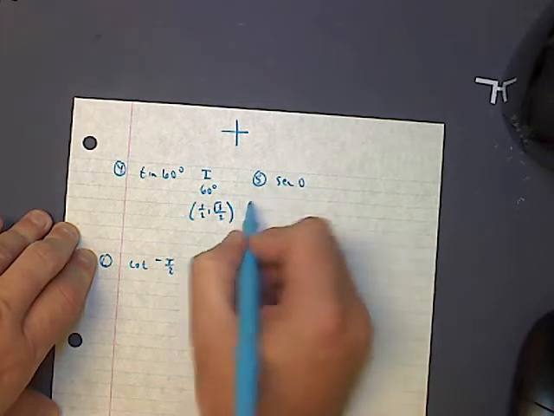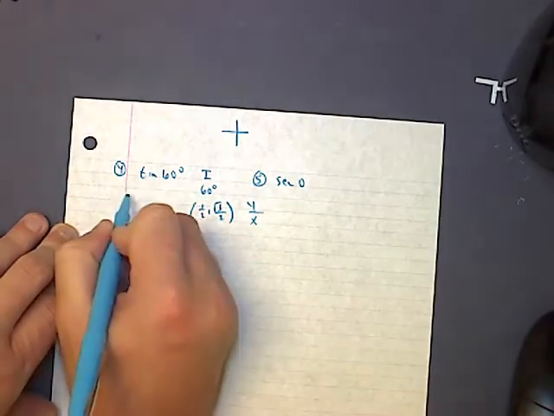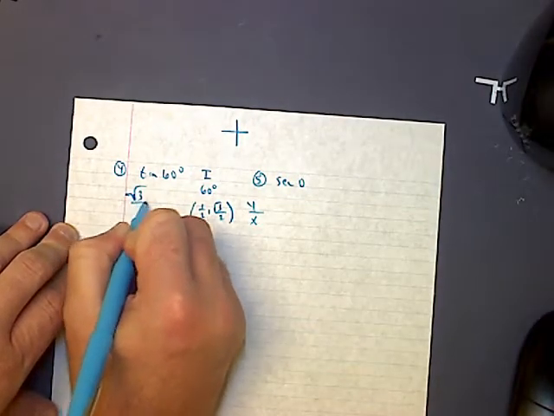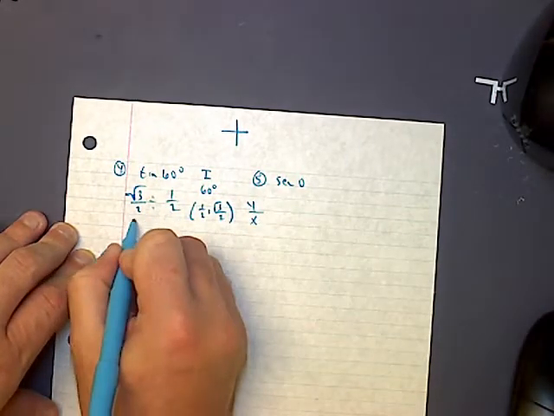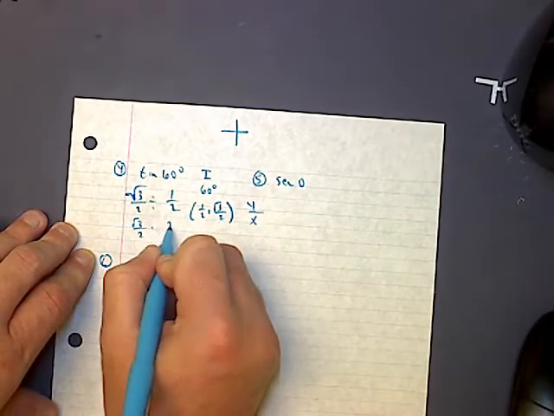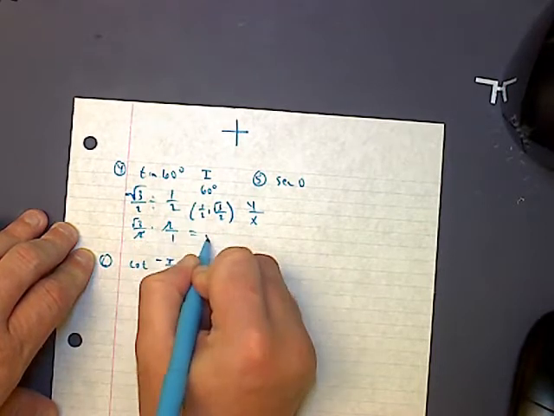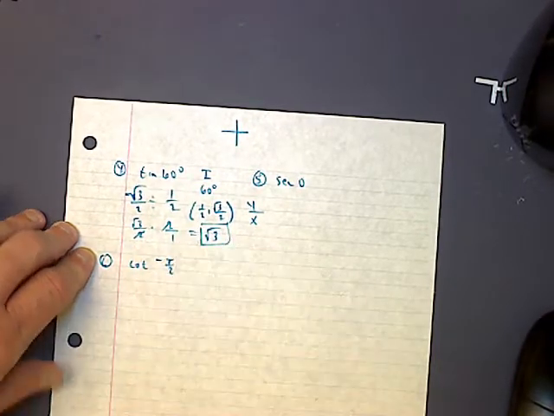Now, the definition of tangent is y divided by x. I got square root of 3 over 2 divided by 1 half. A positive divided by positive will give me a positive. Change division to multiplication and flip. These cancel out and you're left with square root of 3.